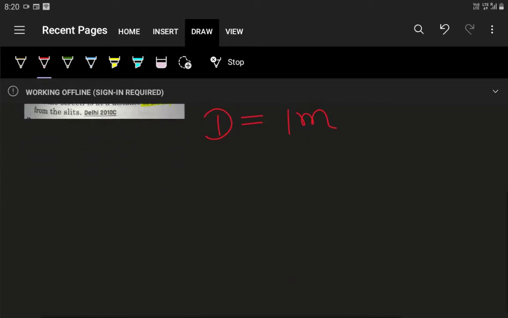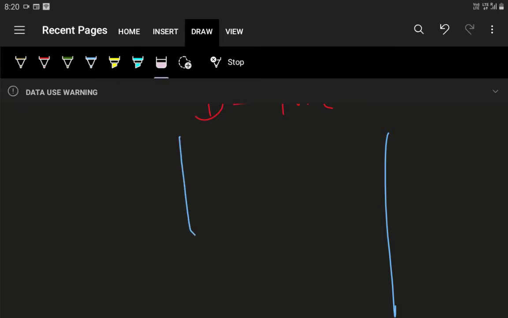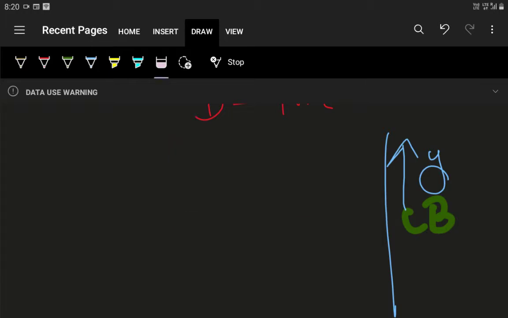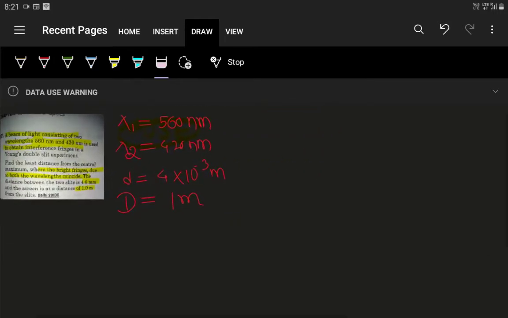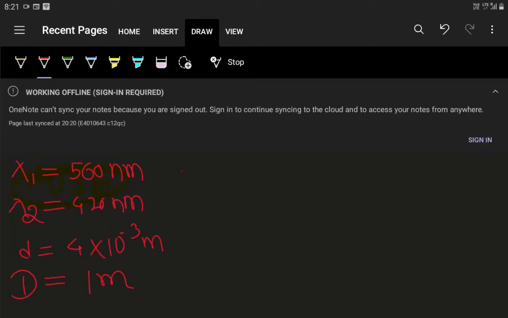Let me explain what that means. For example, suppose this is the screen, and this is the slit we have. This is the central white maxima, and from here we are required to find the distance at which the bright fringes of both given wavelengths coincide with each other. We are required to find this distance y. So look, here two values can come: lambda 1 and lambda 2 are given here.